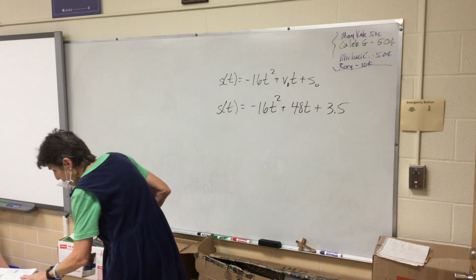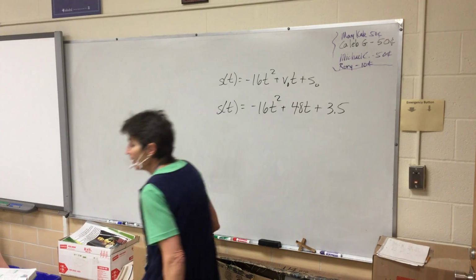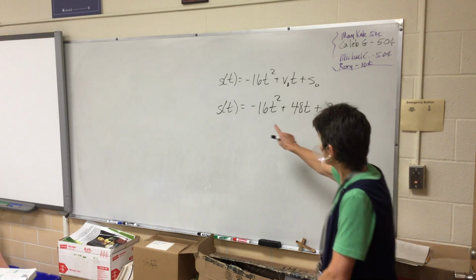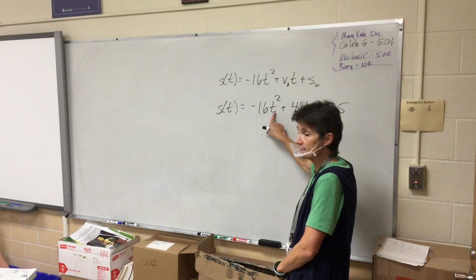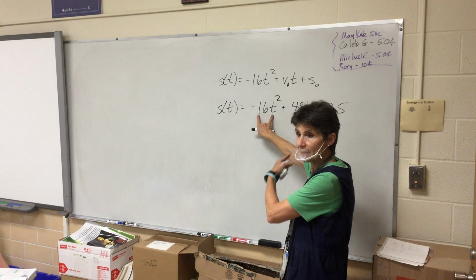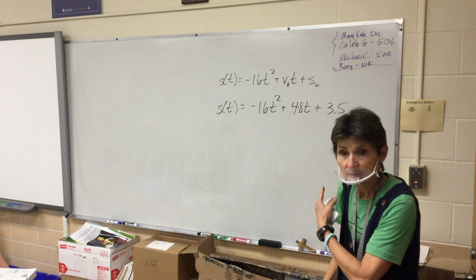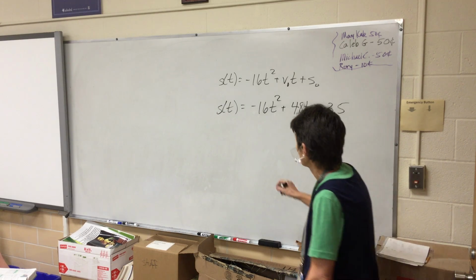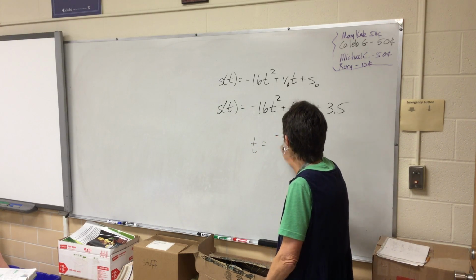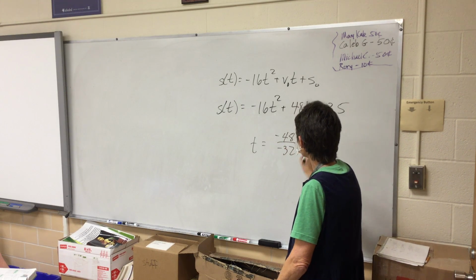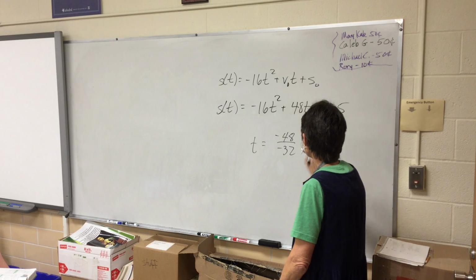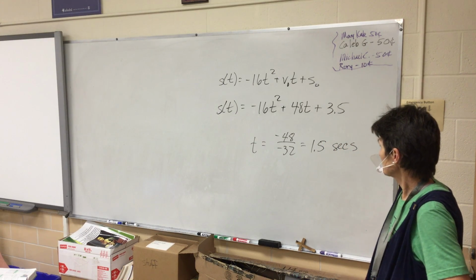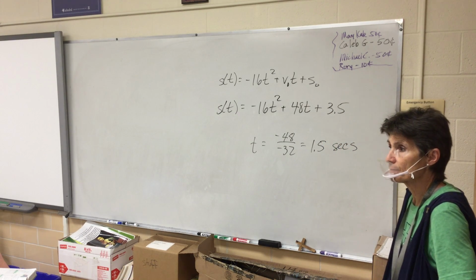What is the maximum height the baseball will reach, and how many seconds will it take it to get there? Look at your equation. See that negative right there? And that t squared? What does that mean? You got a parabola that opens down. We want the maximum. We just want the vertex. So negative b over 2a, one and a half, right? 1.5 seconds.